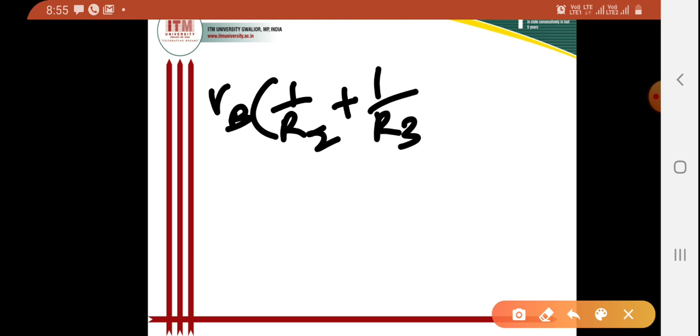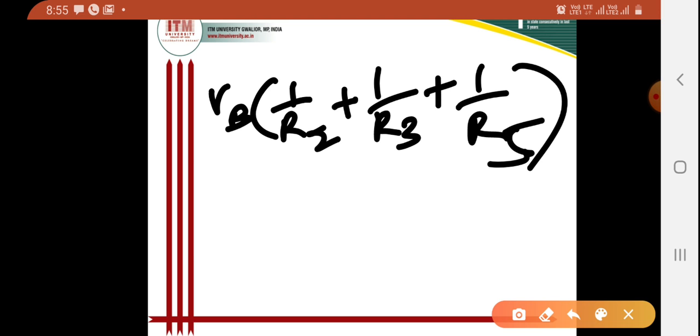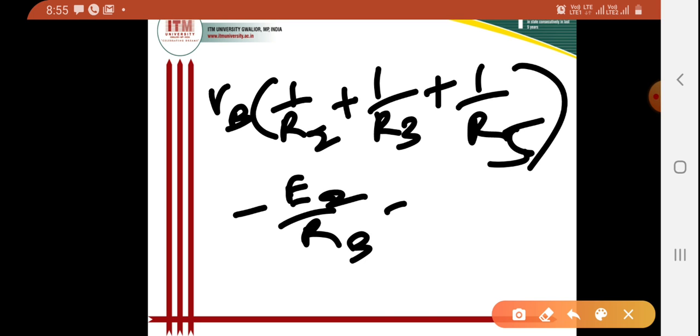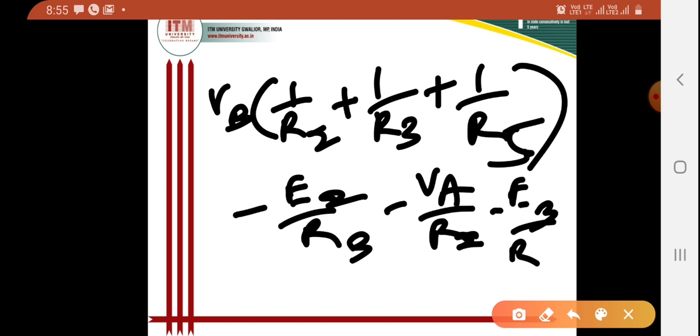So now if I want to simplify it, after simplification I can write Vb whole into 1 by R2 plus 1 by R3 plus 1 by R5, minus E2 by R3, minus Va by R2, minus E3 by R2, which will be equal to 0.